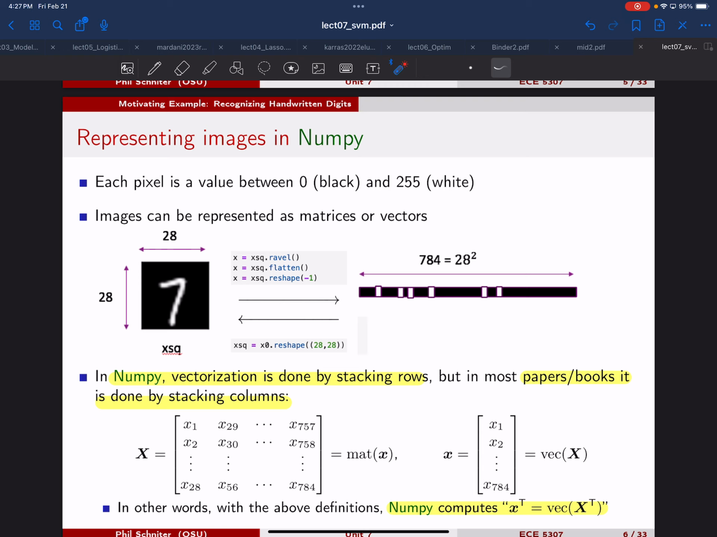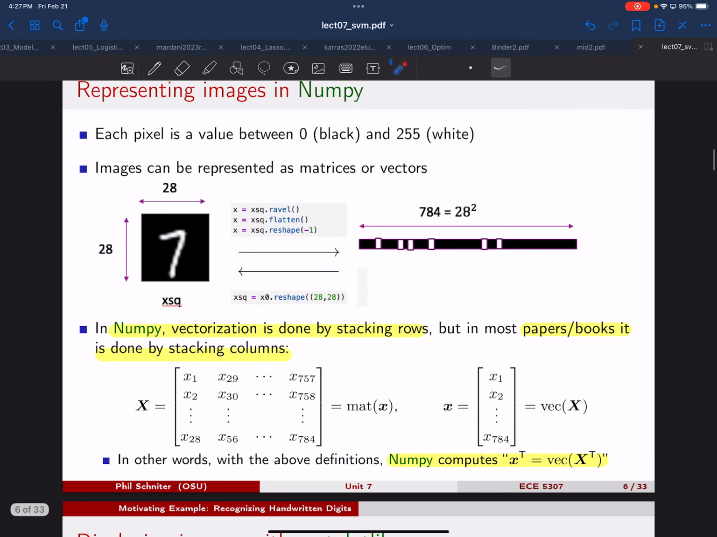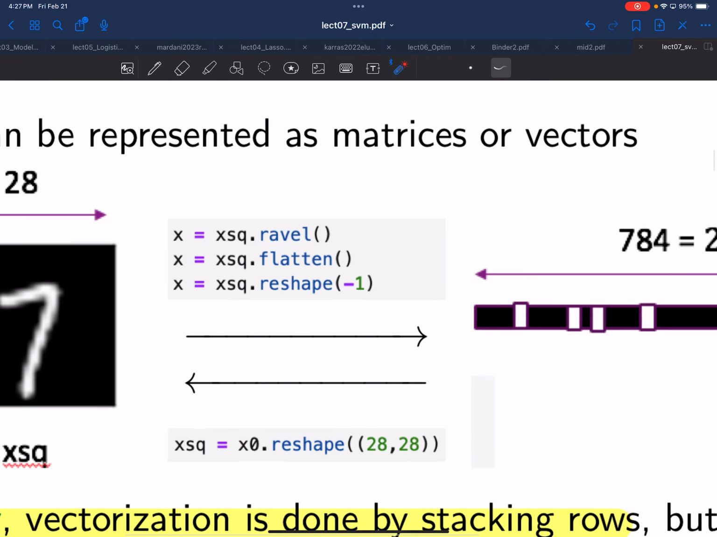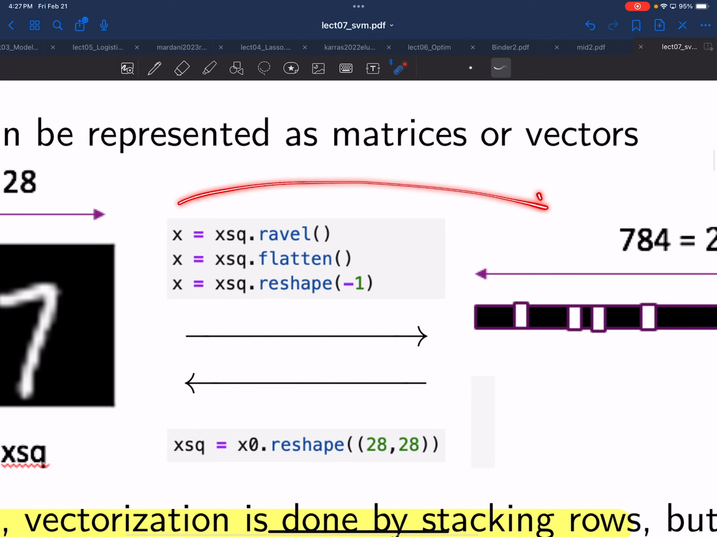And then maybe what you get out is a row also. So that's just a way of describing what happens in NumPy using matrix algebra. Okay, and then there's actually a number of different commands that can go from the matrix to a vector in NumPy.